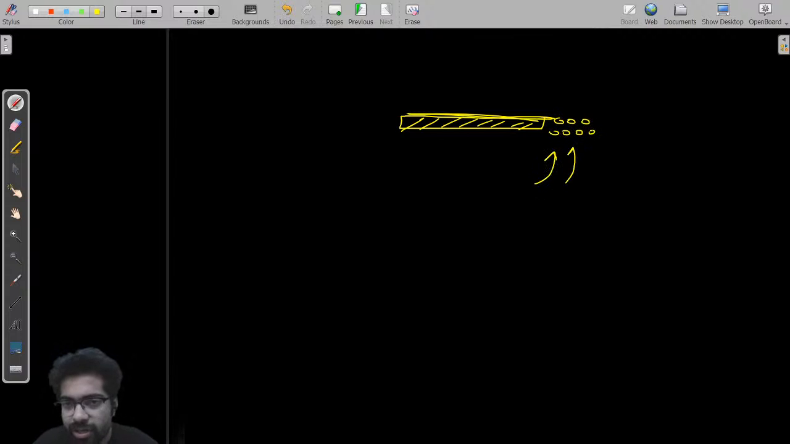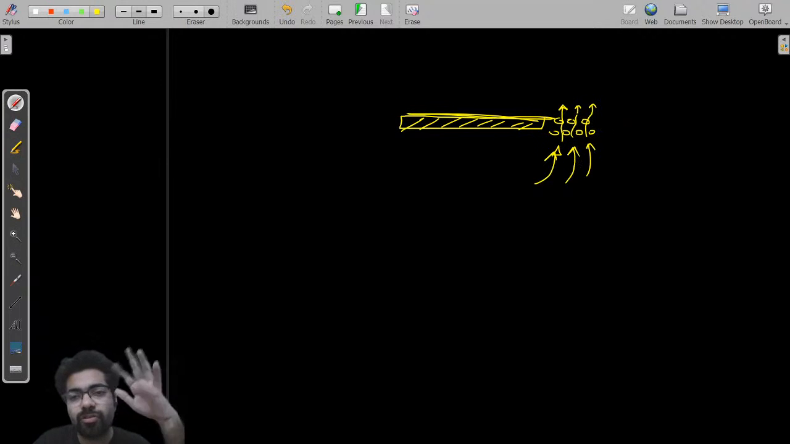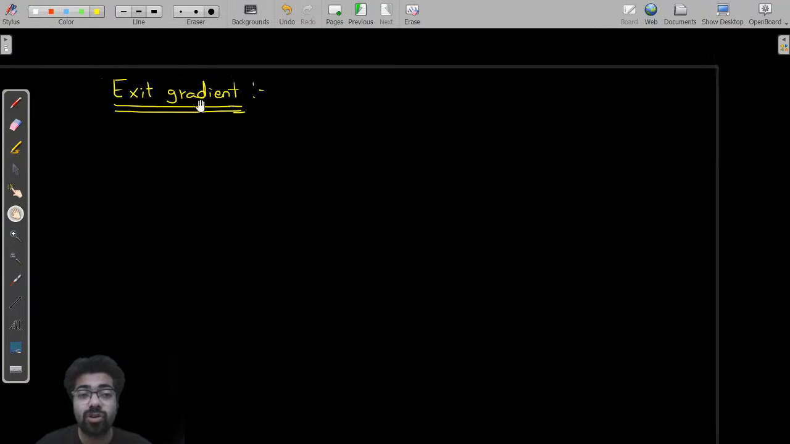When water tries to come out, the hydraulic gradient here is known as exit gradient, because water is coming out from here in the upward direction. The pressure difference or head difference due to which water is coming out is known as exit gradient. If this difference in head is not there, then water will not come out. If the head is the same, why would water flow? Water flows from high head to low head. You should remember this fact.